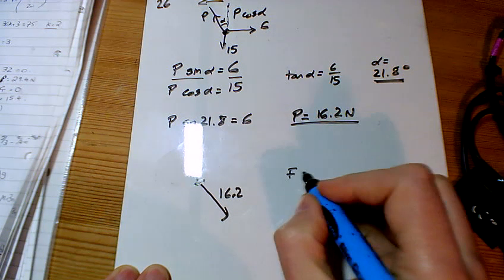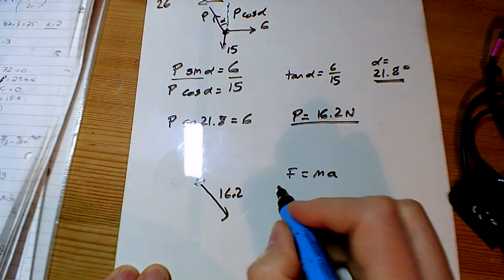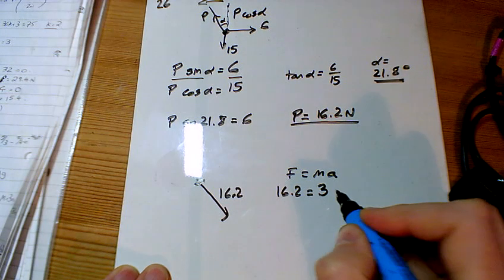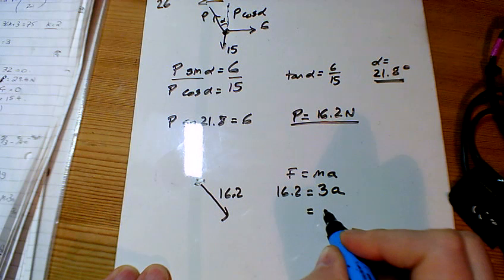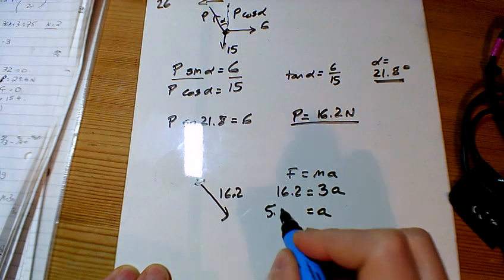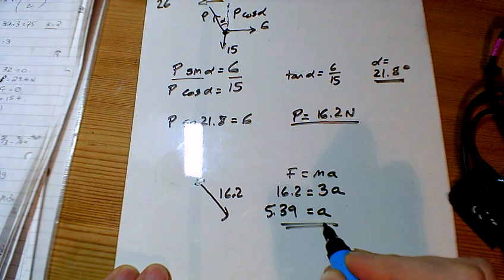And force equals mass times acceleration. 16.2. Finally, you get your mass in here. You were wondering why it told you that the mass was 3. So it tells us that our acceleration here is 5.39.